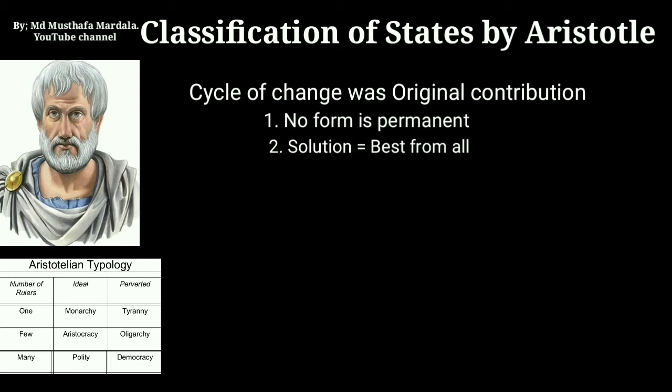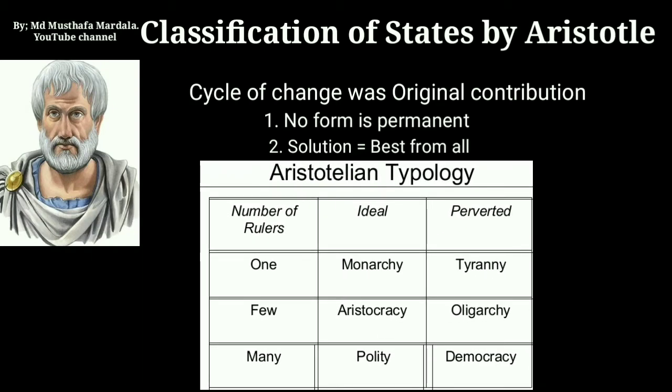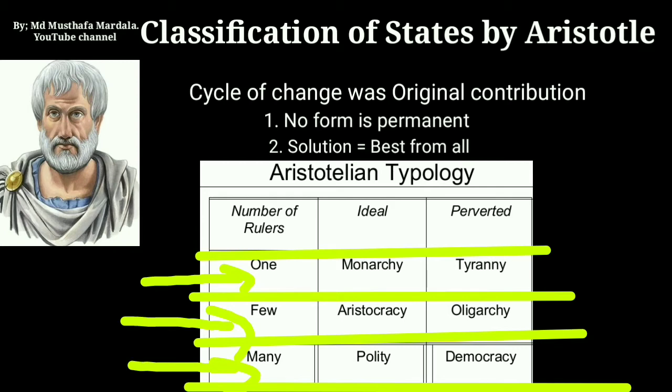Now let us see the classification done by Aristotle on the basis of quantitative matters, that is, the number of persons holding power. He says monarchy and tyranny are the forms of government ruled by one, aristocracy and oligarchy are the forms of government ruled by few, and democracy and polity are the forms of government ruled by many.